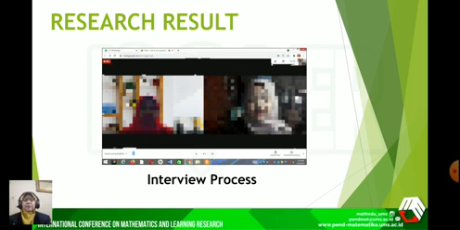Research result. One-to-one evaluation is carried out in parallel after the expert evaluation stage. In the one-to-one evaluation activity, the researcher gave the module to 3 research subjects. After the subjects were allowed to read the entire contents of the module, interviews were conducted. Figure 1 describes the interview process via Google Meet.